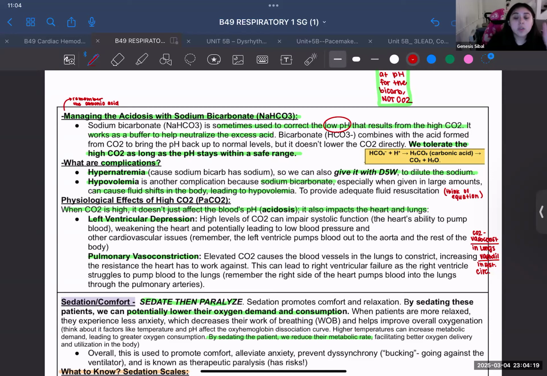So she will ask you that. You look at the pH. You do not look at the CO2. Again, we're allowing CO2 to be high because we want to protect the lungs from injury with people in cases like ARDS, right? But in terms of giving sodium bicarbonate, we're going to look at the actual pH. So basically what it says, sodium bicarbonate is sometimes used to correct the low pH that results from the high CO2. And it works as a buffer to help neutralize the excess acid, right?